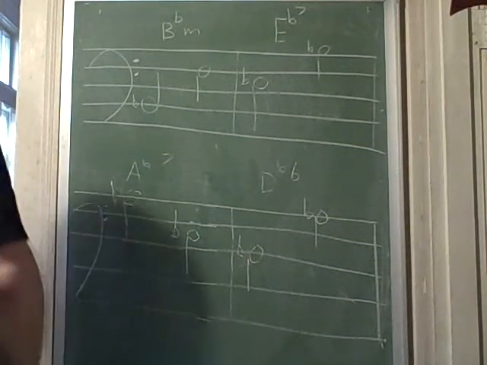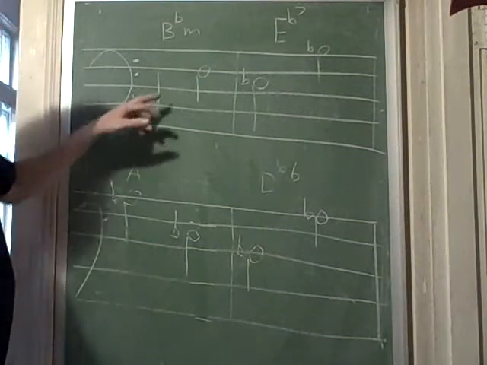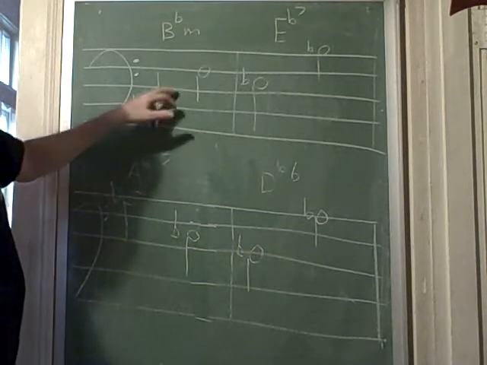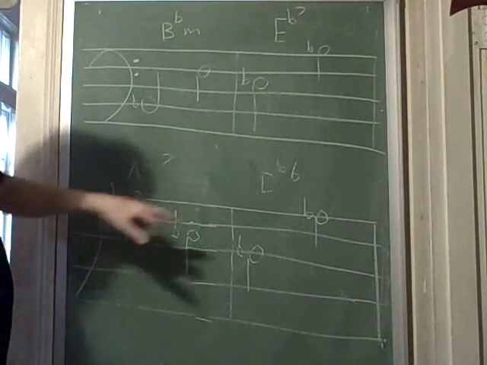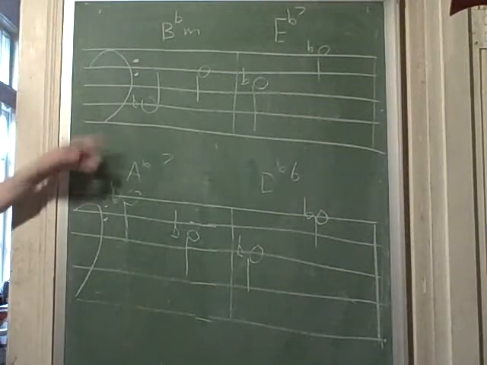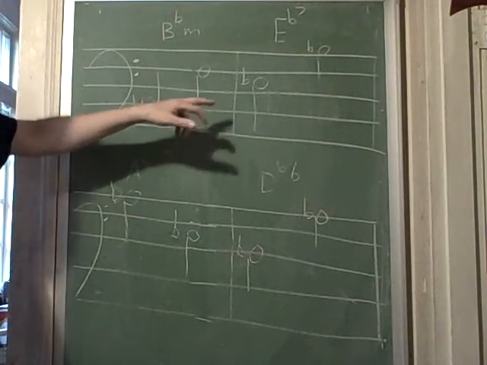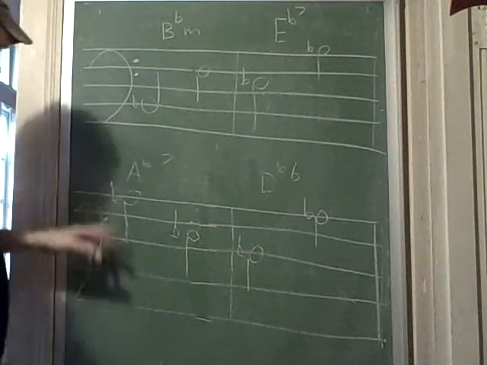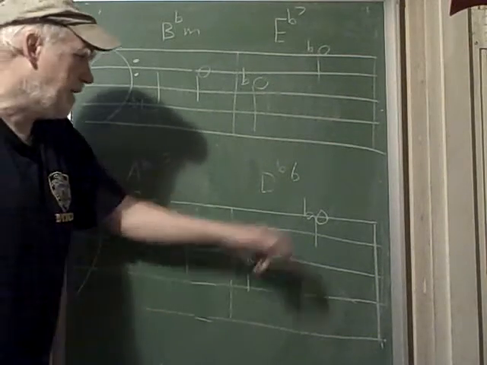Yeah, Daniel, here I wanted to show you a couple of tricks. Here we have a B flat minor going to an E flat 7 to an A flat 7 to D flat 6. And the typical root fifth: B flat, F, E flat, B flat. I hope I got these right. A flat down to E flat, D flat to A flat.